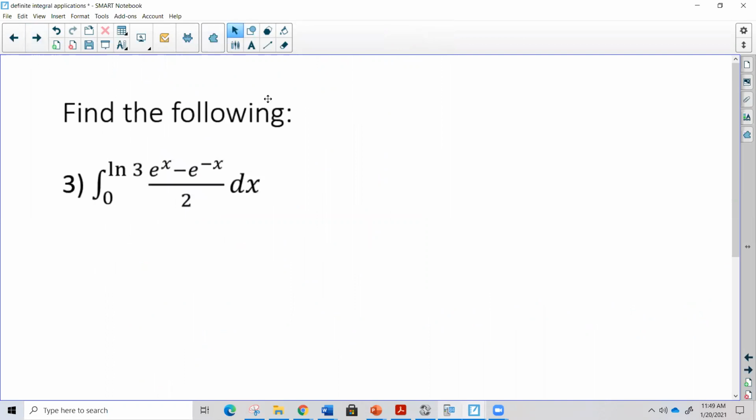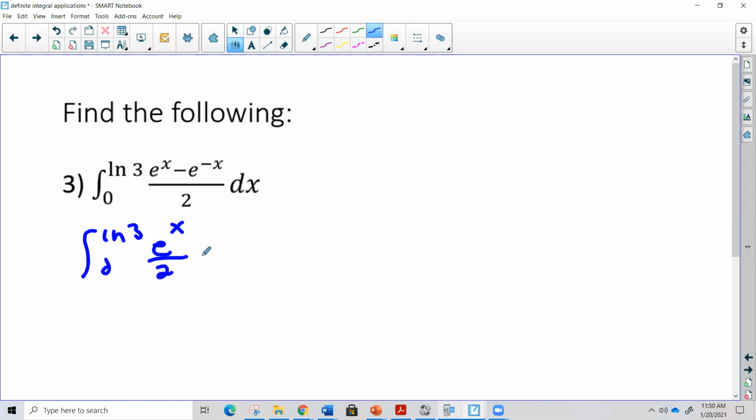Okay, so we're going to do one more with an e. So it's the integral from 0 to ln of 3 of e to the x minus e to the negative x, and then that whole quantity over 2. Okay. So because I'm dividing both terms by 2, I need to simplify first by dividing each term in the numerator by 2 before I take the antiderivative.